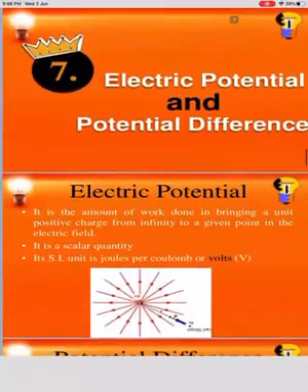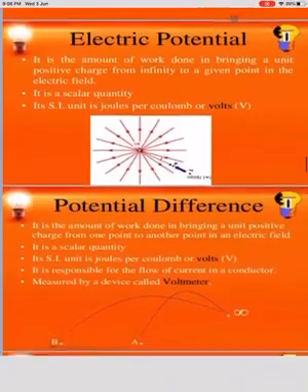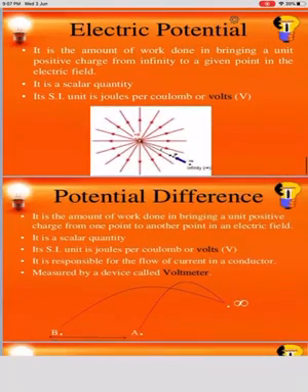After that we learn electric potential and potential difference. What is electric potential? As you remember, let us imagine there are two buckets of water when there is no difference of level, that is, no difference of voltage. Electric potential is the amount of work done in bringing a unit positive charge from infinity to a given particular point.